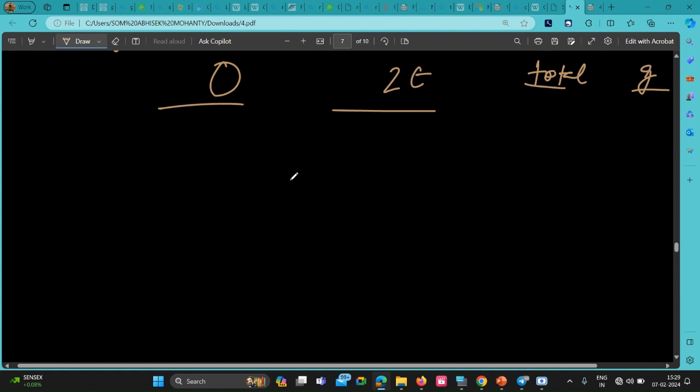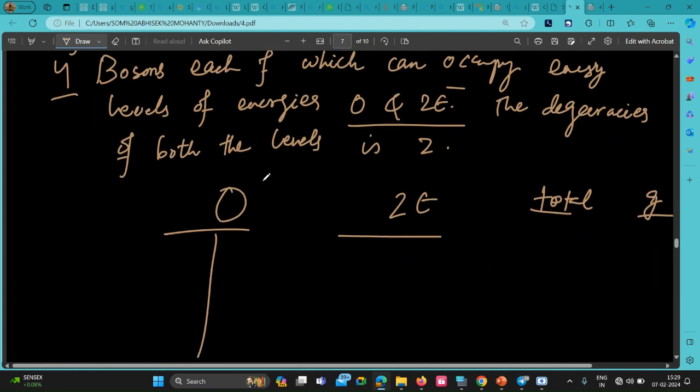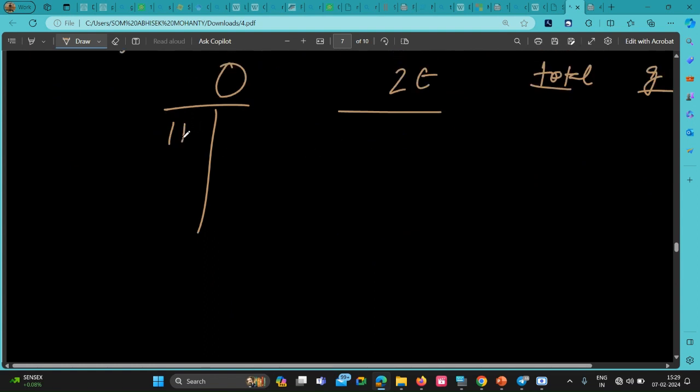Consisting of four bosons. These are four bosons there actually. So I can have two here, two here, one here, and one here. The energy will be zero, but the degeneracy is 3. Is that alright?